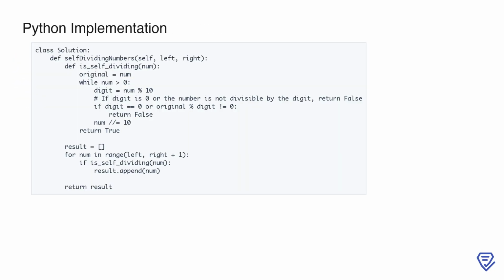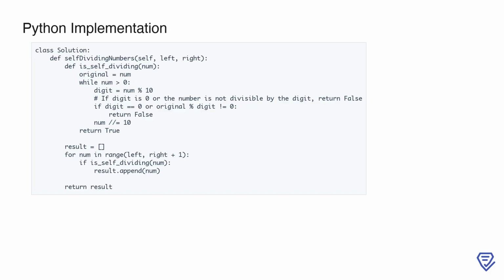This implementation solves the problem of finding self-dividing numbers in a given range. A self-dividing number is one that is divisible by each of its own digits, and no digit in the number is 0. The selfDividingNumbers function takes two inputs, left and right, which define the range within which we want to find self-dividing numbers. The method defines a helper function, is_self_dividing, to determine whether a number meets the self-divisibility criterion.